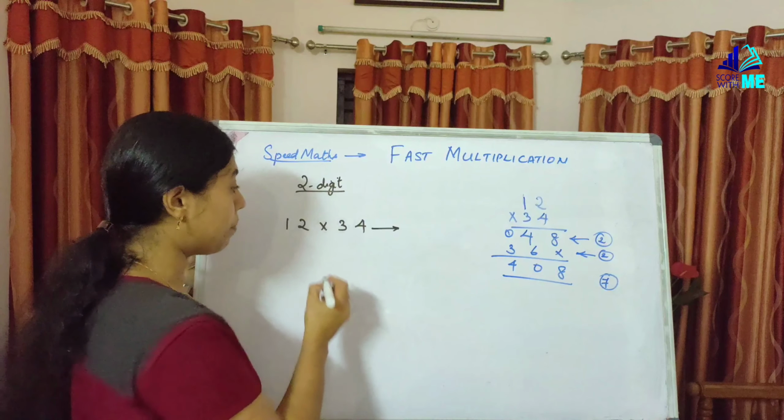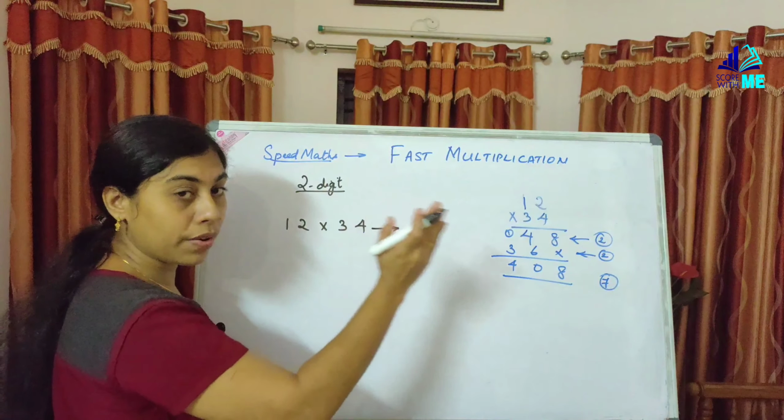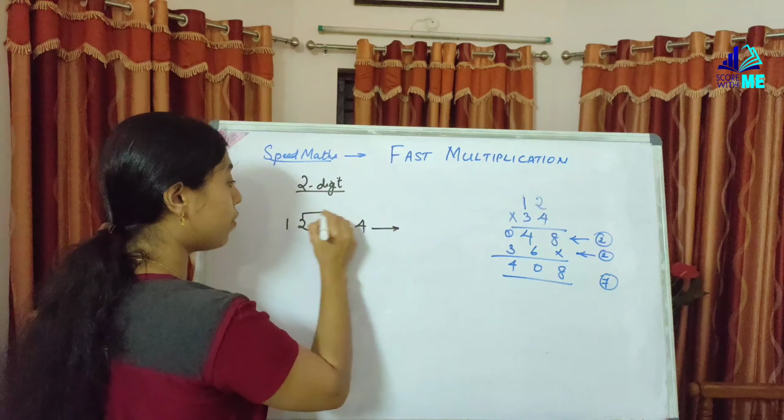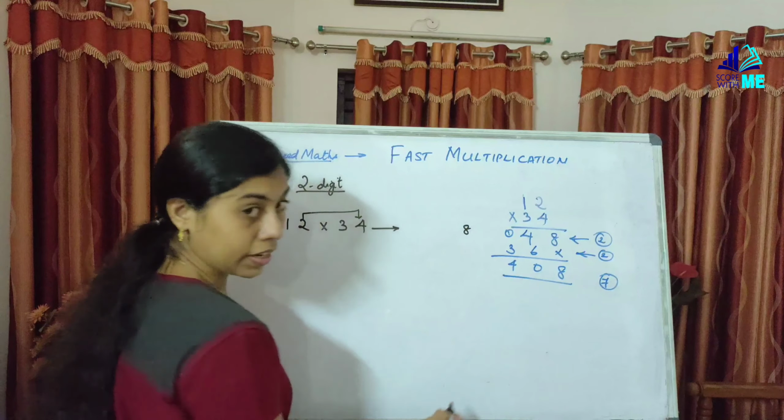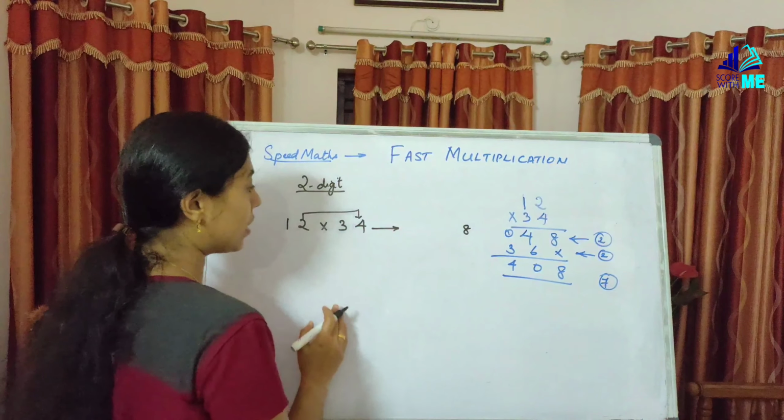We'll get the answer in a single step. So here we'll come with the rightmost digit first. So we have 2 into 4 and 2 into 4 is 8. That will be written on the rightmost side. Since there is no carry, we'll leave it as it is.